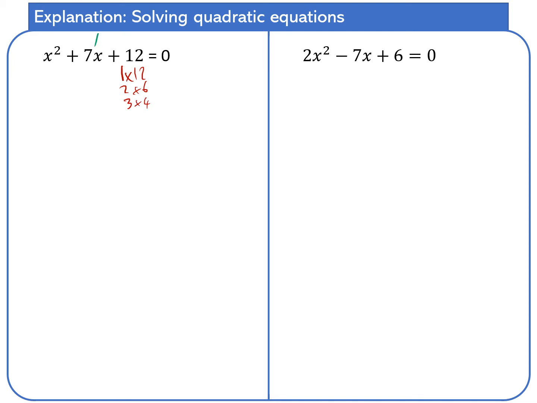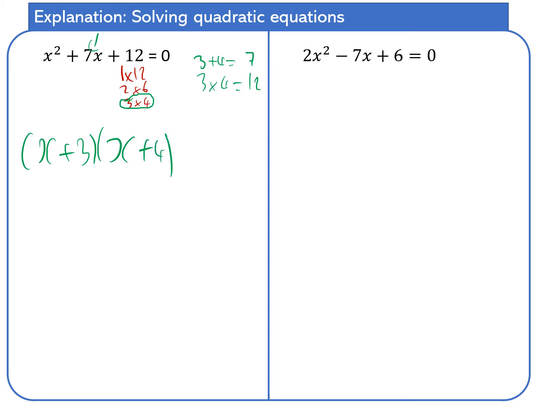What can I use to make 7? That's 3 and 4. I check: 3 plus 4 equals 7, 3 times 4 equals 12. So that fits both of those. So I'm simply going to have x plus 3 and x plus 4. Read it again. I've got that equal to 0. So that's the first difference compared with just your regular factorization.